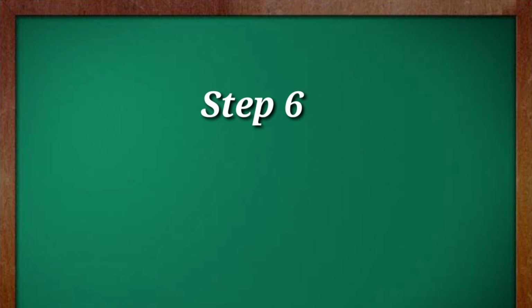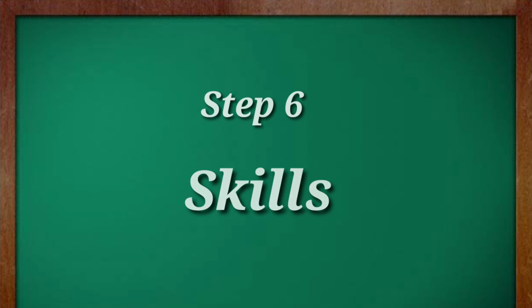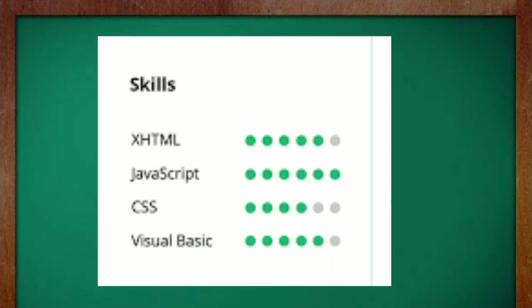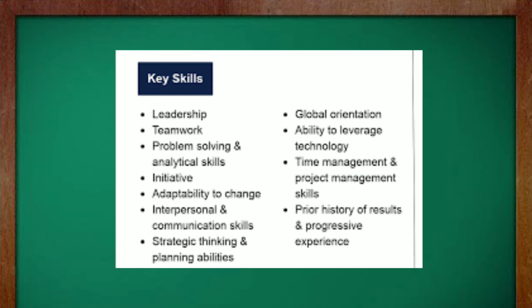The next step is mentioning your skills. Mention the skills which you are very strong in first, followed by the other skills you have. The main thing is you have to rate your skills so that the interviewer will know how strong you are in that particular skill. Please do not mention any skill which you do not have.